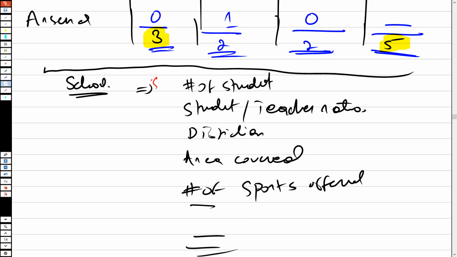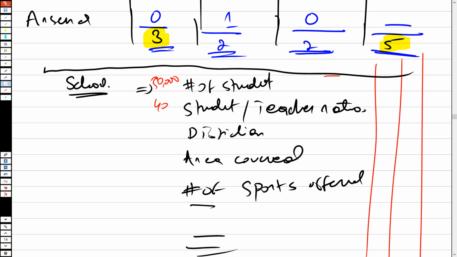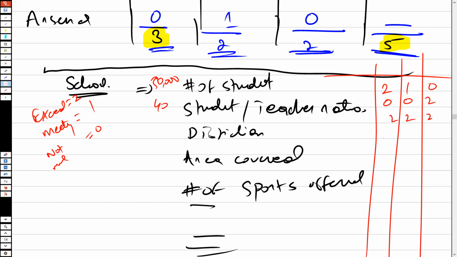Now, if I say this is 50,000, or this is 40, and so on, this is not going to give a meaningful picture. So what you should ideally do is create a sort of table. That way, if you are meeting the target, you get 1 point. If you are exceeding the target, you get 2 points. Where you are not meeting the target, you get 0 points. So maybe what could happen is 2, 1, 0, 0, 0, 2, 2, 2, 2, 1, 1, 1, 0, 1, 0, 2, 0, 2, 2, 0, 1, 2, 1, 2, and so on, across the different KPIs. Different organizations could have a different score.